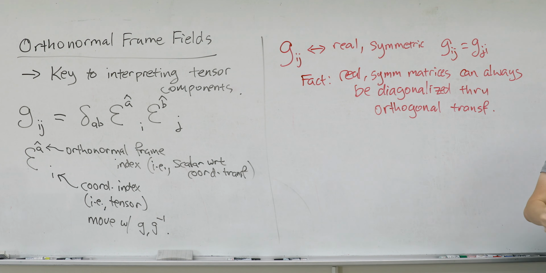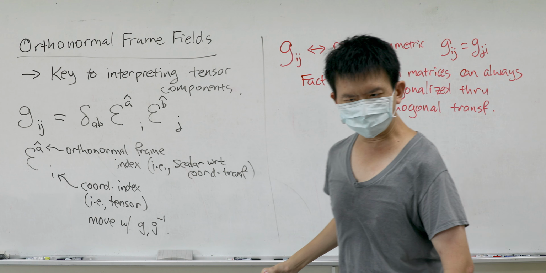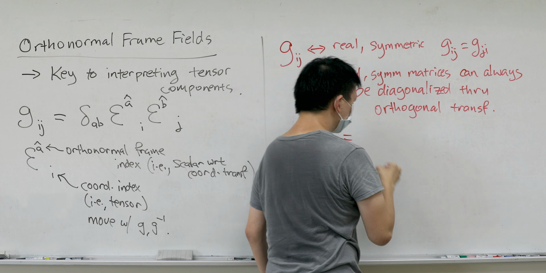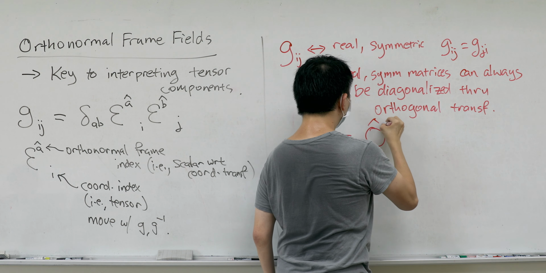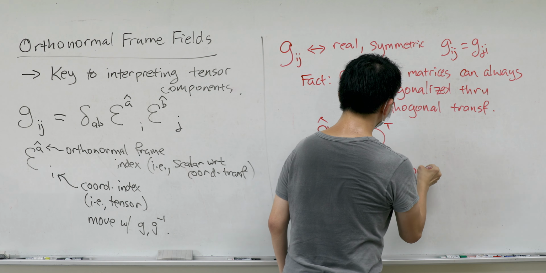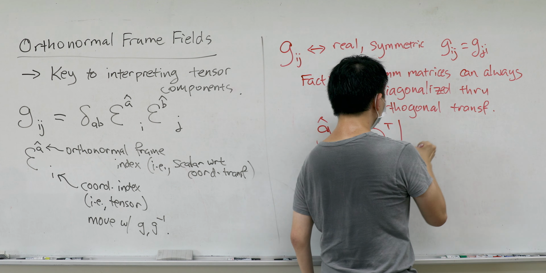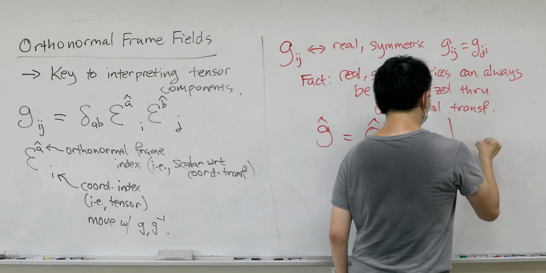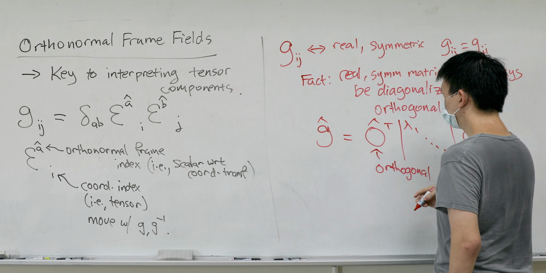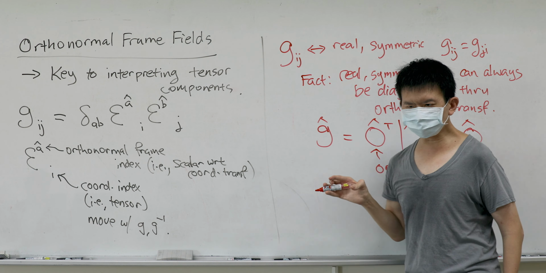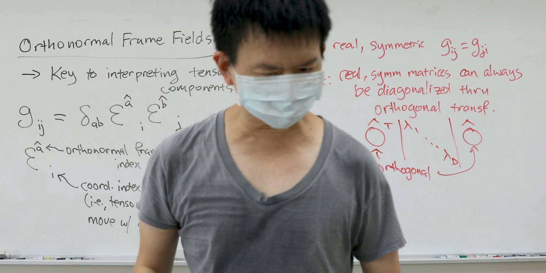So what it means in particular in this case is that G, if I view it as a matrix, should be expressible as some orthogonal matrix O times a bunch of eigenvalues, lambda 1 all the way to lambda p, and then O transpose, which is just the transpose of that guy. This is a fact from matrix algebra that this can always be done.